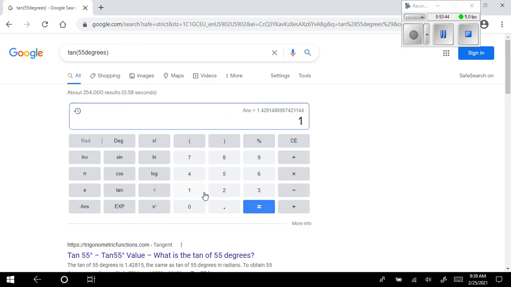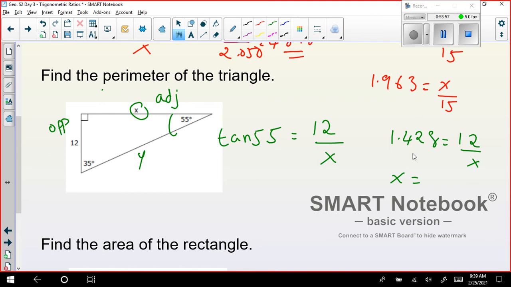And x, if I further simplify by cross multiplying, I get x equals 12 divided by 1.428. 12 divided by 1.428 gives us 8.403. x equals 8.403. You can once again use trig ratios and find the value of y. You can use opposite over hypotenuse and find the value of y, or you can use the Pythagorean theorem and find the value of y, whichever you prefer.